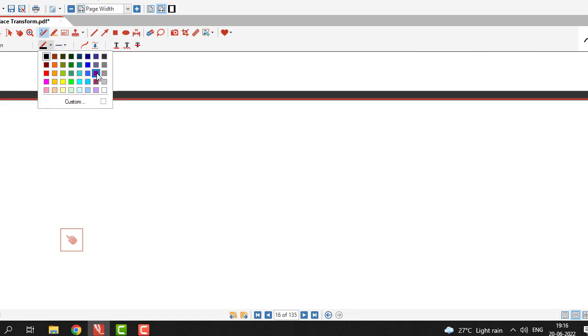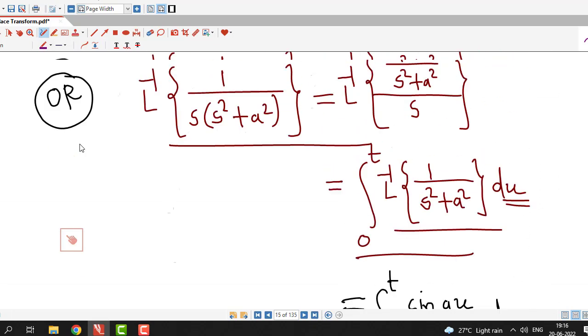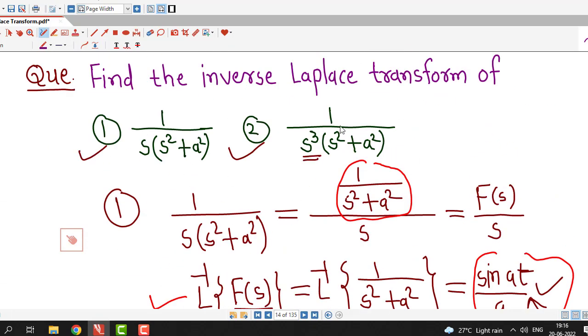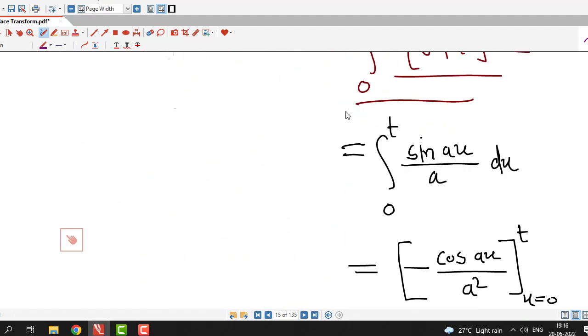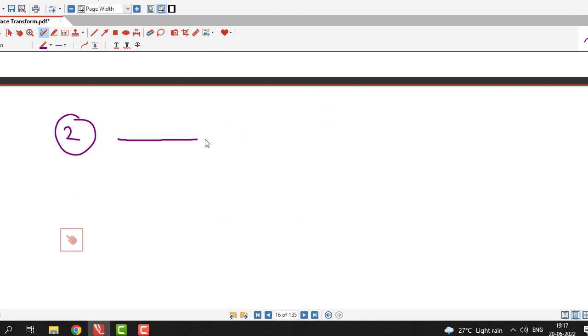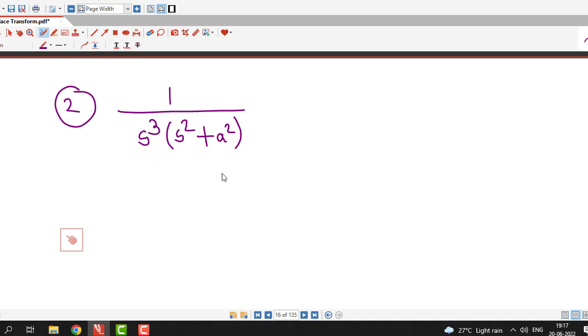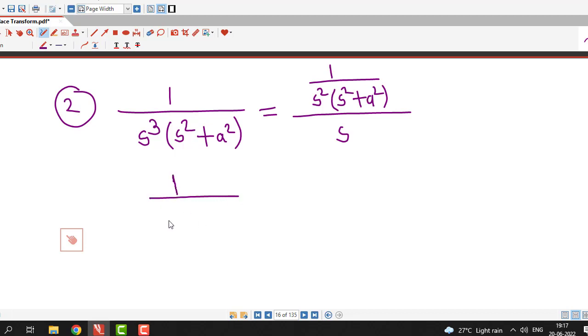Now we discuss the second function. In the second function, we have 1 over s cube into 1 by s square plus a square. Because we have the third power of s, we should integrate more than one time. So first we write this function with one s in the denominator, and here we write 1 by s square into s square plus a square. So we will require the inverse Laplace transform of 1 by s square into s square plus a square. So we have to write it as 1 by s square plus a square.